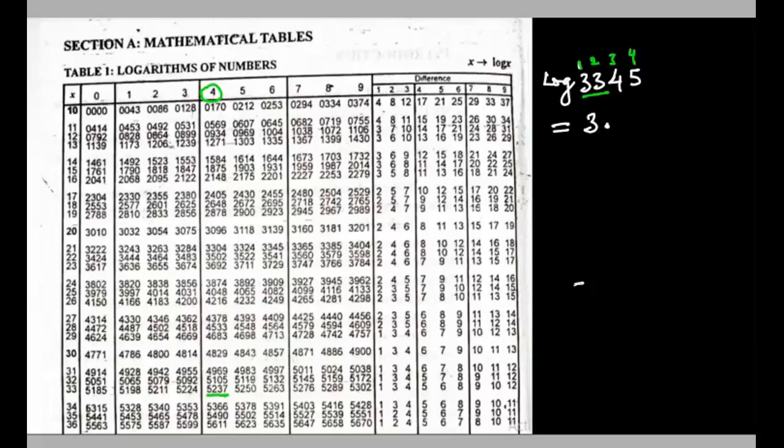5237. Now, let's check the difference. So, this is 33 under 4 here. Now, the difference of 5 is in our difference column. Difference of 5, trace it under here. So, the difference of 5 should be somewhere here. Okay, difference of 5 is 6.